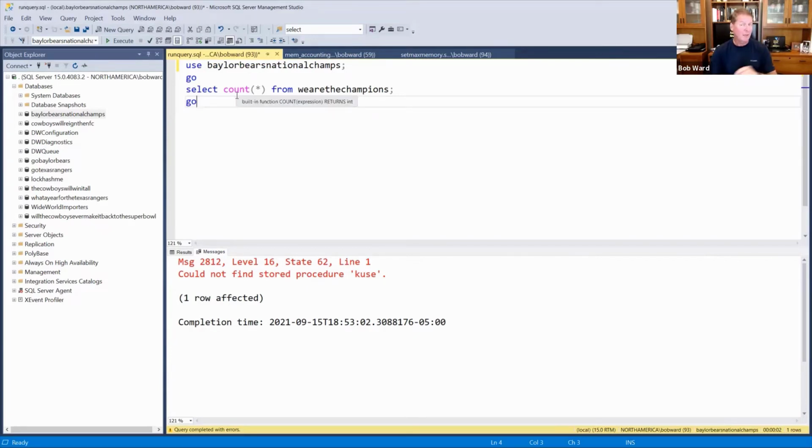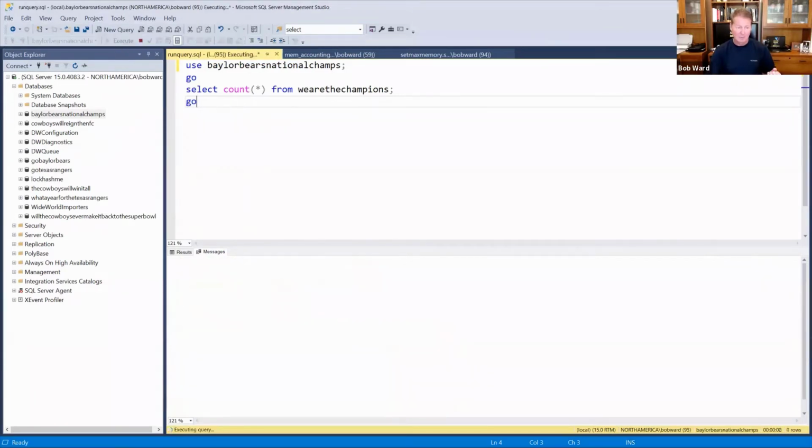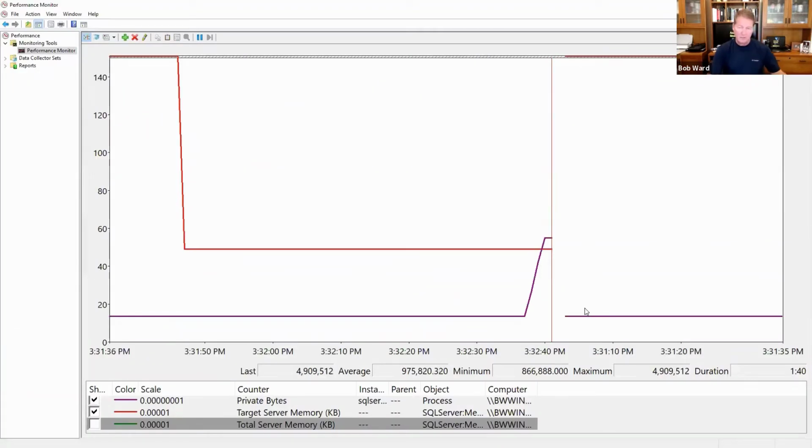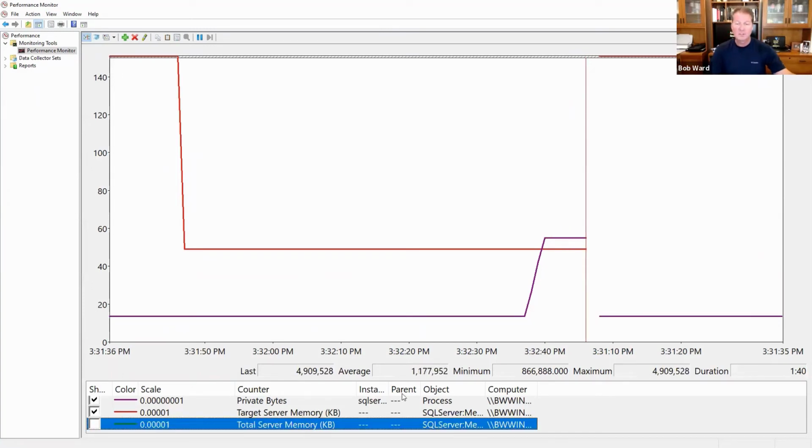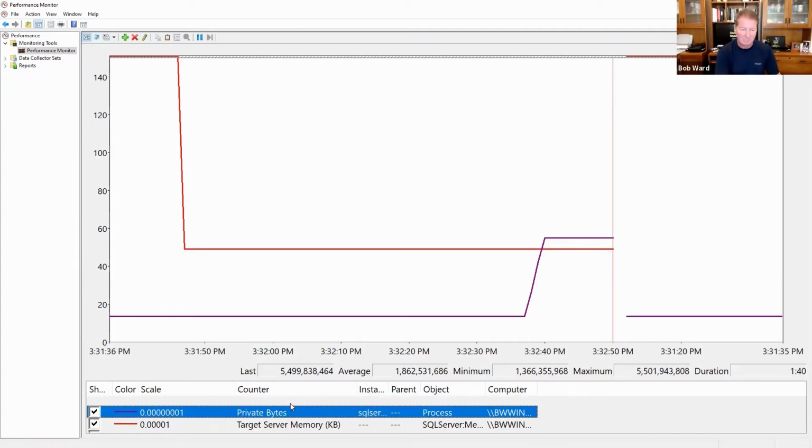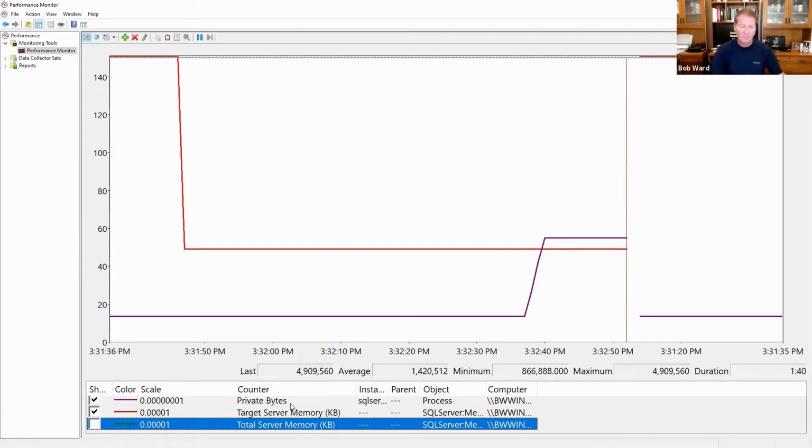And I'm going to run a query against a table that's got a lot of data. So I'm going to kick this off and go back to Perfmon and look at that. Oh, this is some interesting behavior. You'll see here that total memory, this green line, is actually almost on top of this. You'll see private bytes here in purple, and you'll see the target. Oh, what happened to my total here?